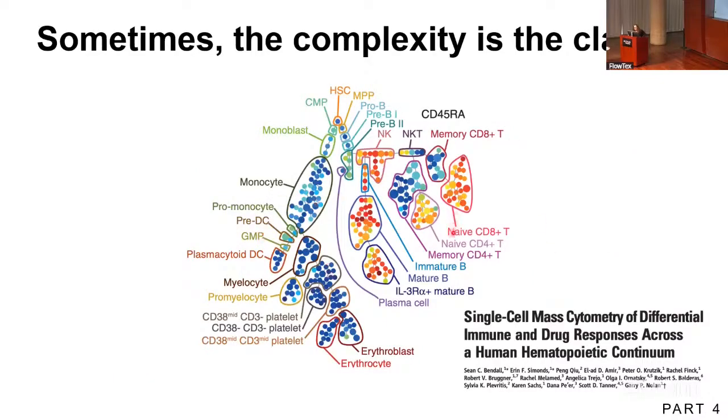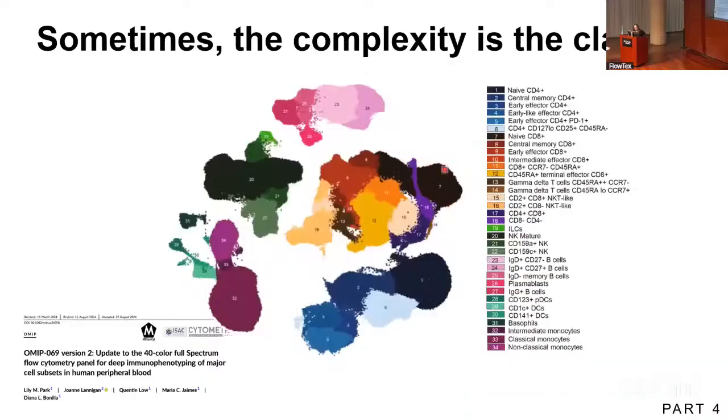Second, in this case, the complexity is the clarity. There's also a lot going on in this plot, but you immediately get the idea. Wow, there are a lot of different cell types. They're related to each other in these different ways. And last, OMIP-069. Again, the complexity was the clarity because the whole point was to show how many cells we can see in this one sample type now with 40-marker flow cytometry.